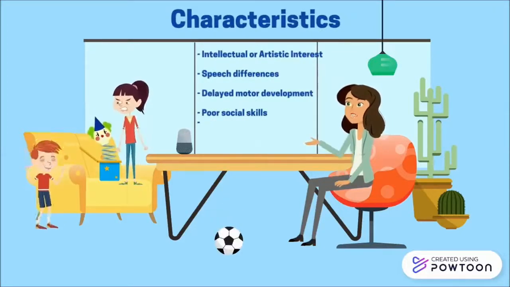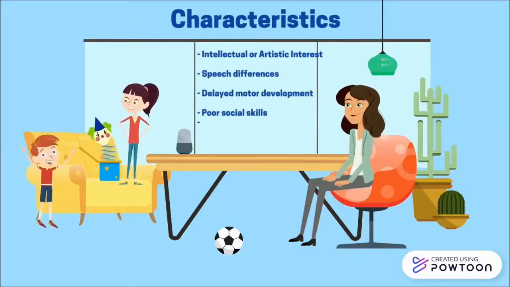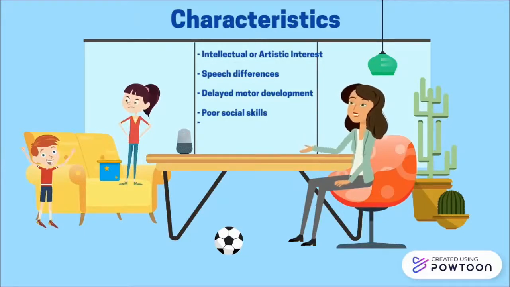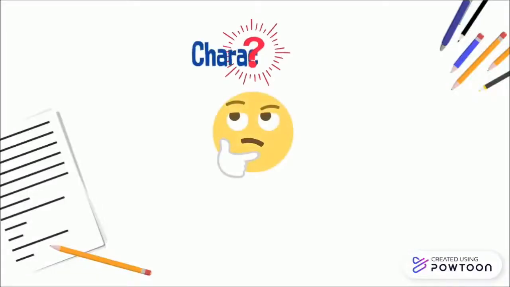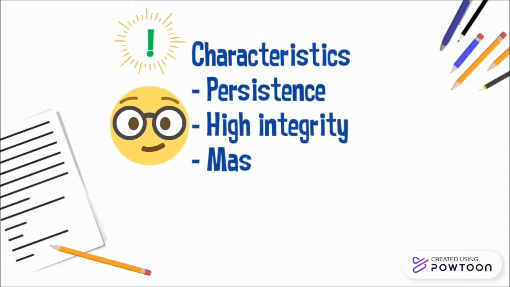Characteristics. Children with Asperger's syndrome have specific learning difficulties, such as intellectual or artistic interest, speech differences, delayed motor development, and poor social skills. Also, in characteristics, we have persistence, high integrity, and mastery of routine. This is all of the characteristics in a child with Asperger's syndrome.